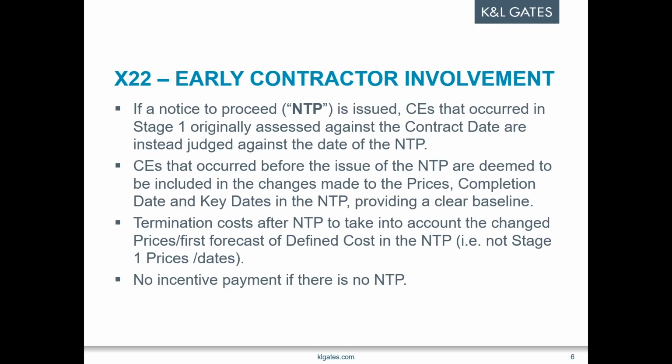If in the alternative situation we have a notice to proceed, there's been more clarity on that as well. That should actually say that CEs that occurred that are judged after stage one. But the really important thing about that first bullet point is that the compensation events will be, going forward, once you've got your notice to proceed, compensation events will be judged against the date of the notice to proceed, and not against the original contract date, so that's stage one, or that stage one contract date.